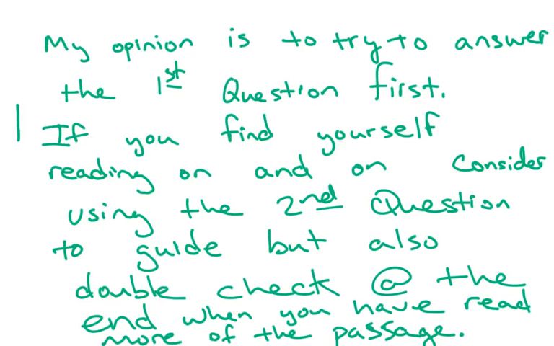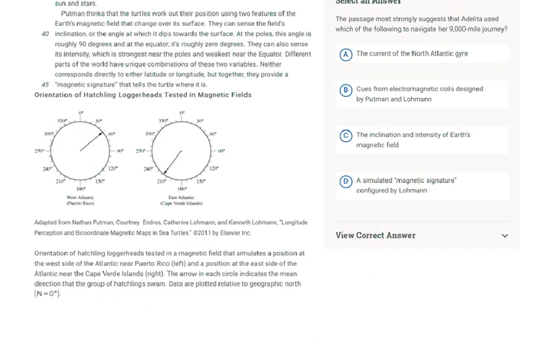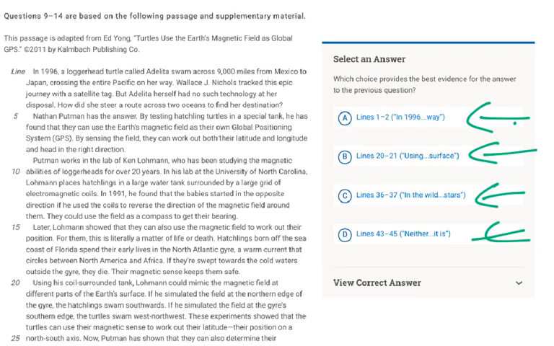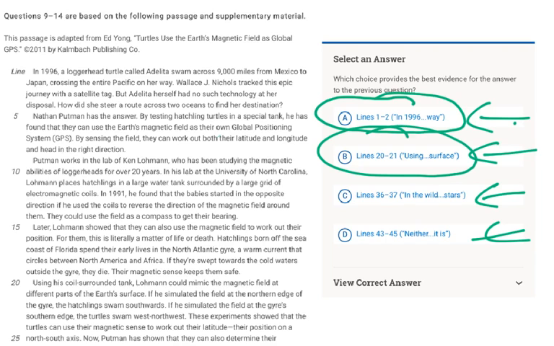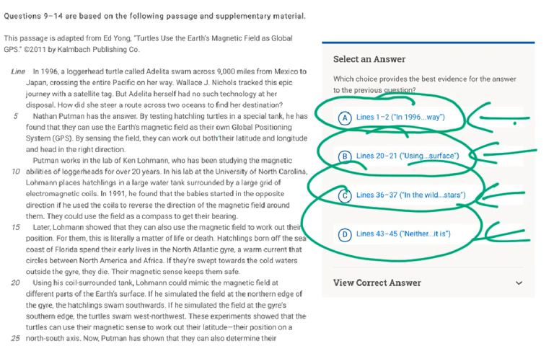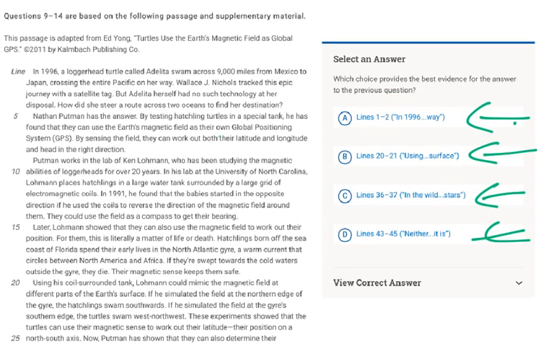But what I believe is that you should try to answer the first question first, just like what we did. If I can answer the first question, great, I'm going to use that to answer the second question. If you're struggling and can't answer the first question, you may read for a little bit. I want you to understand that this question asks what answers the question. Is it from line 1 to 2, 20 to 21, 36 to 37, or 43 to 45? Those are very different places throughout your text.